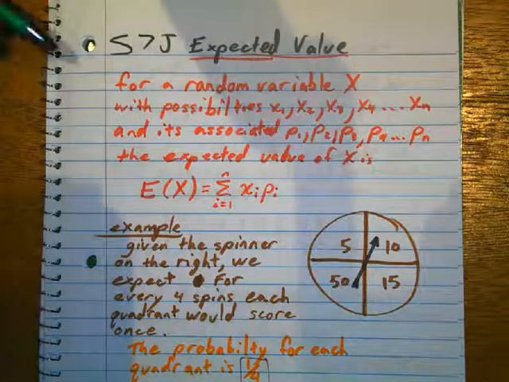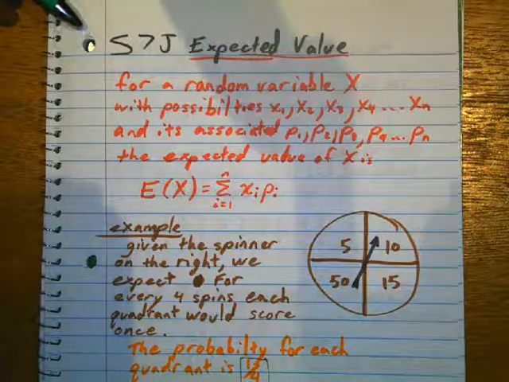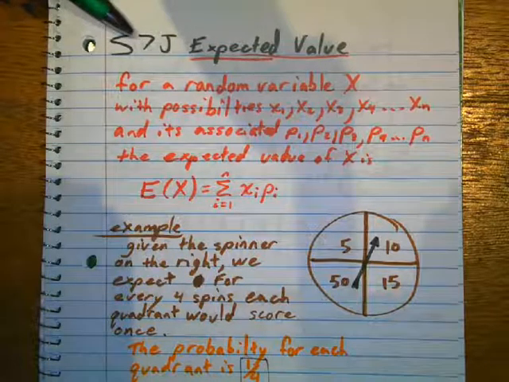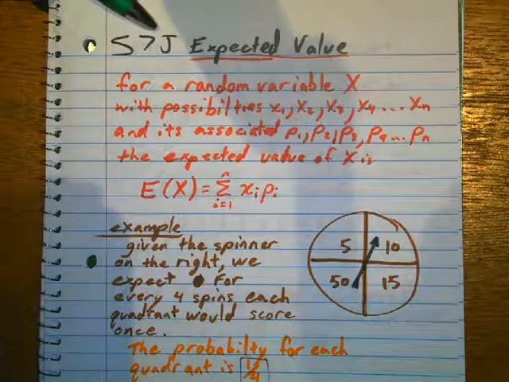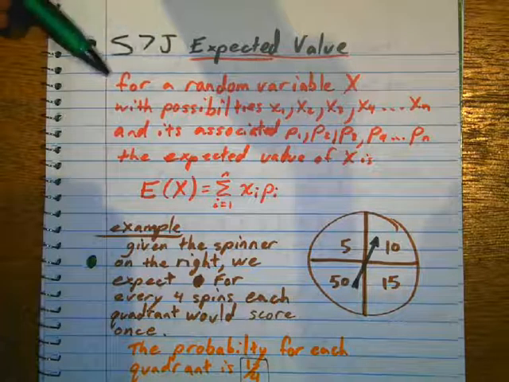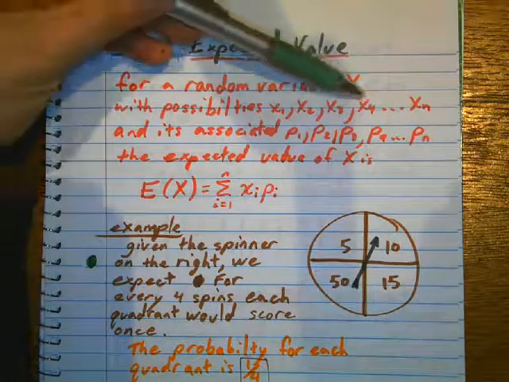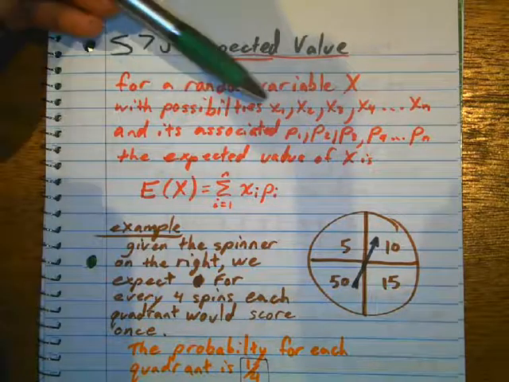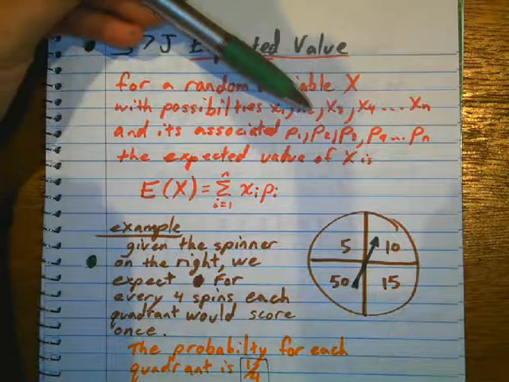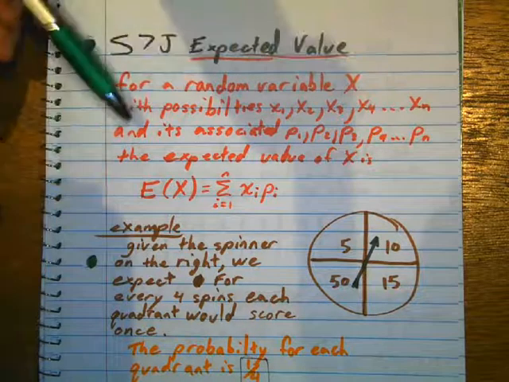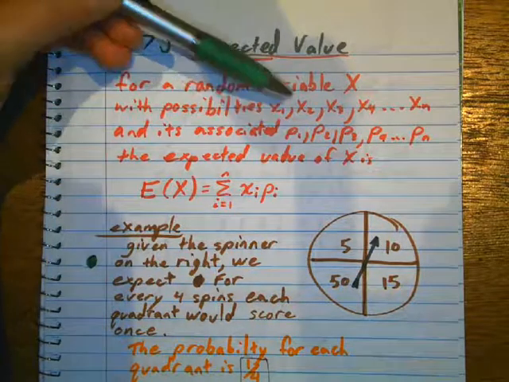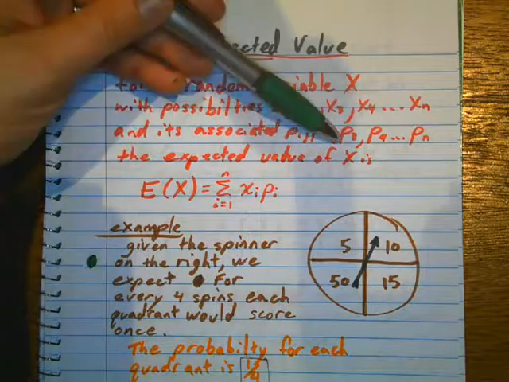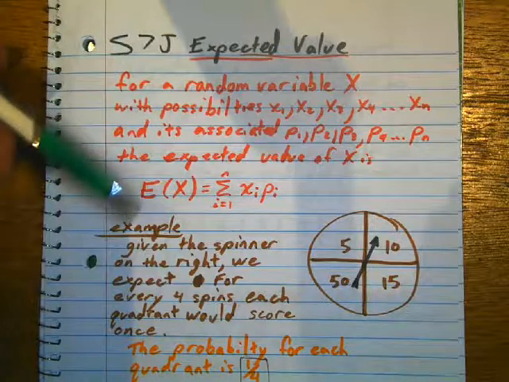Right, this section is called Expected Value and Fair Game, Standard Level, Chapter 7, Section J. So for a random variable x with the possibilities of x1, x2, x3 all the way to xn, and its associated probabilities, the expected value is going to be this. So what does this mean?